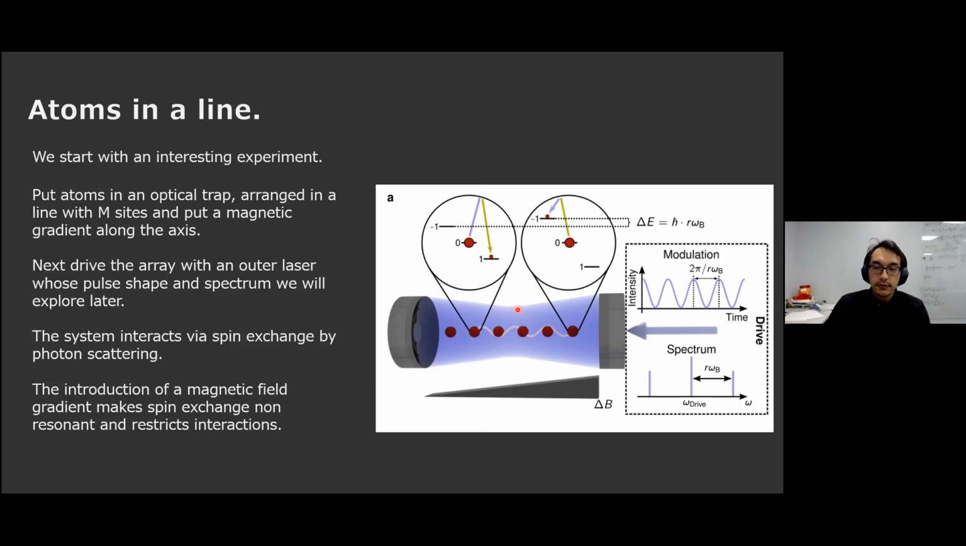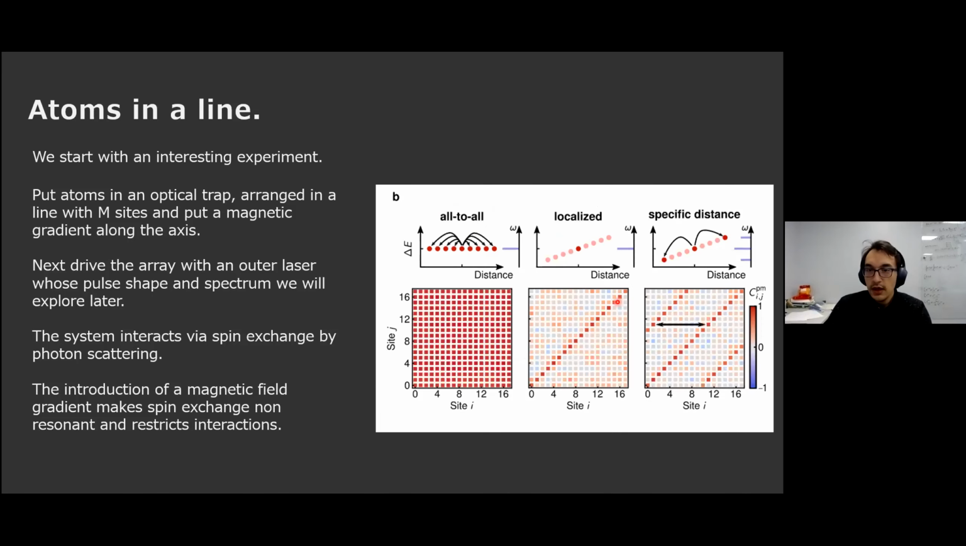The interactions between the atoms are going to be spin exchange interactions, and you can modulate whether it is antiferromagnetic or ferromagnetic by assigning a different sign to the interaction between the two sides. So what the people in this experiment measure are the correlations between the two sides, and I will define this correlator shortly. And they can relate that to the different types of interactions that you have. And this shows the importance of having the magnetic gradient that makes the spin exchange a non-resonant effect.